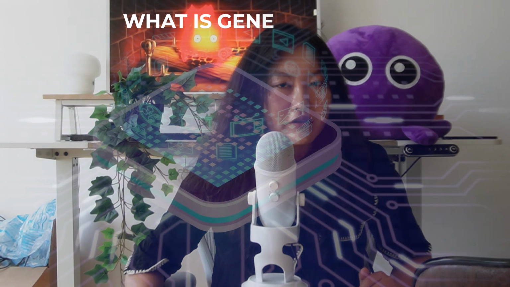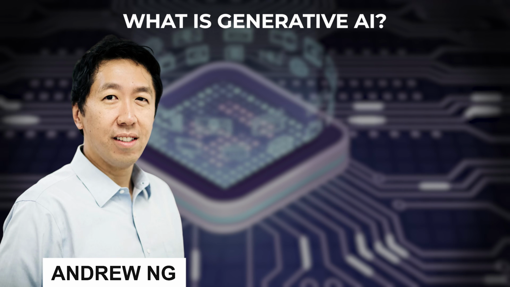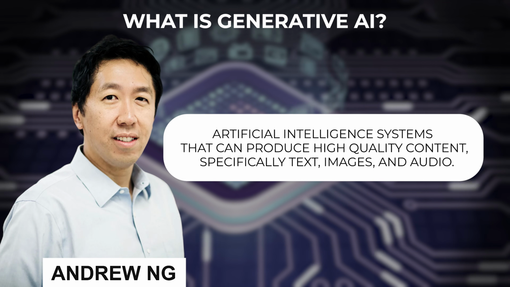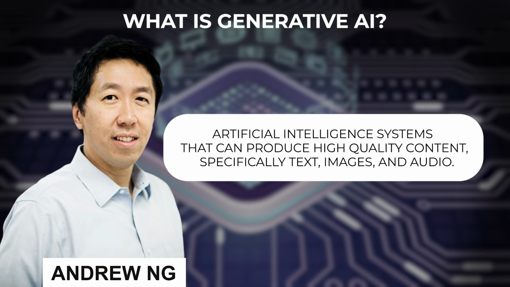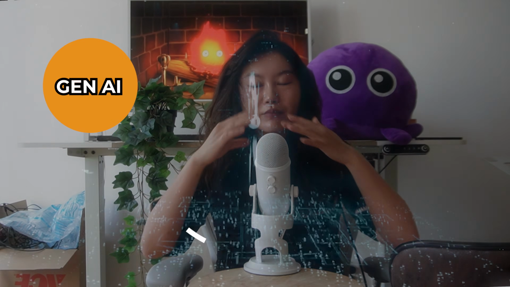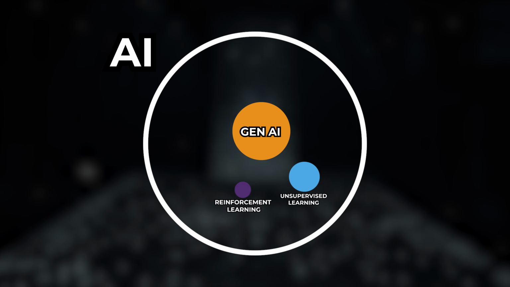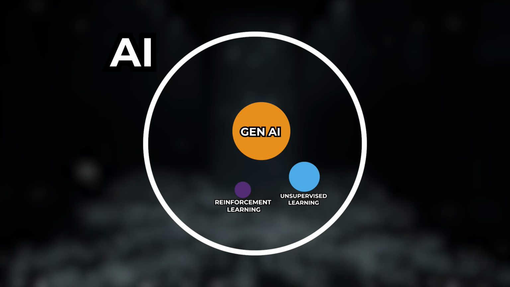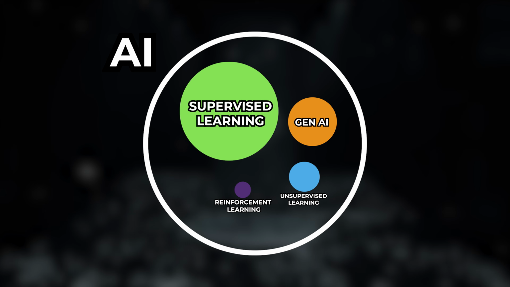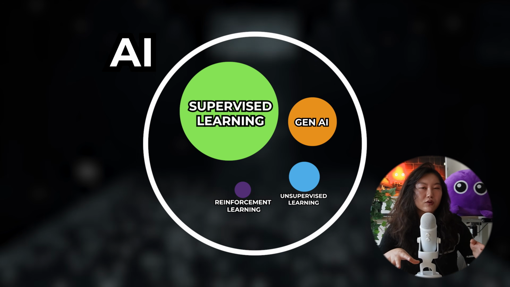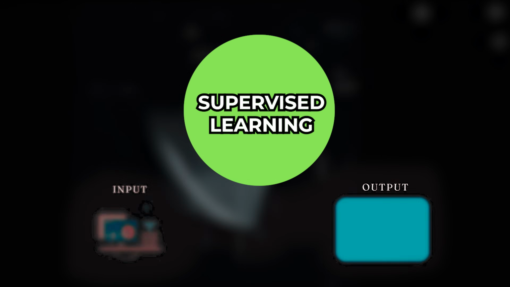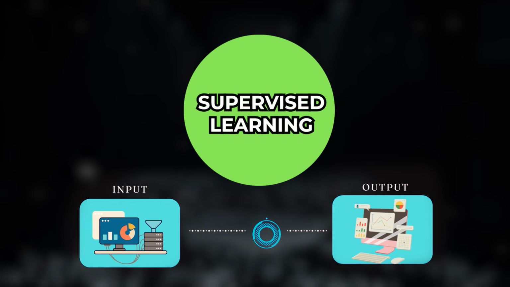So first off, what is generative AI? Andrew defines generative AI as artificial intelligence systems that can produce high-quality content, specifically text, images, and audio. Generative AI is a subfield of the much larger artificial intelligence field as a whole. And actually a large part of AI is focused on what is called supervised learning, and generative AI can actually trace its origins back to supervised learning. Supervised learning is just about providing an input and then getting an output, while generative AI, let's say large language models, is an implementation of this, but in the context of words.